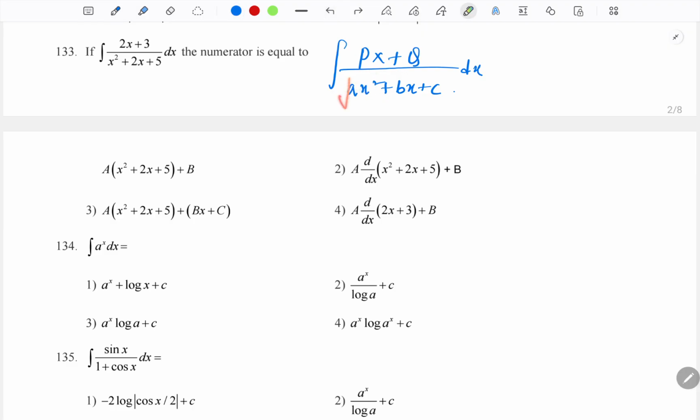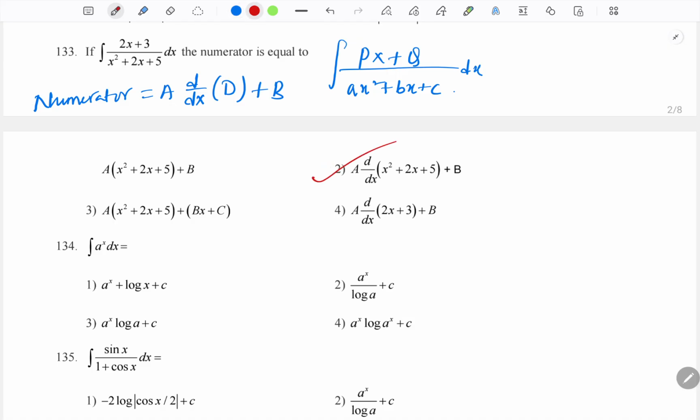See here, if it is under root also, the method should be the same. Then numerator equals a times d by dx of denominator plus b. This is the shortcut. Now observe which one is the correct answer. A times d by dx of the denominator, x square, plus b. So my answer is option 2. Option 2 is the correct answer.